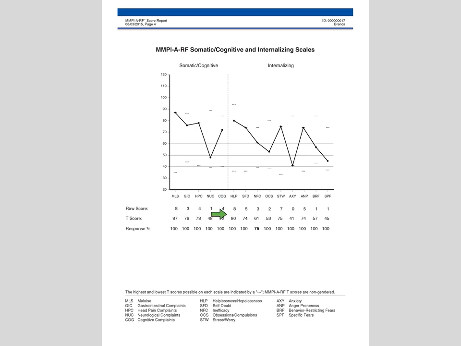Helplessness, hopelessness at 80, self-doubt at 74, inefficacy at 61. But I want to stop for a second and note that this is bolded. The percentage of responses is bolded for inefficacy because this is where those two item omissions had an impact. On the inefficacy scale, 25% of the items were not endorsed at all.